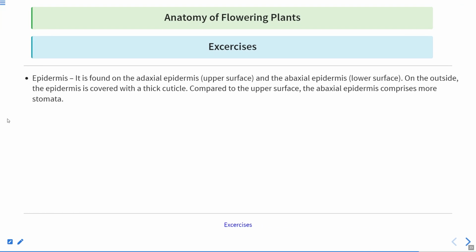Epidermis, the number one point, that is, you see the epidermis layer. Epidermis is present all over the plant surface, right? So it is present on the leaf also. It is found as the adaxial epidermis, that is the upper surface. So there is an upper epidermis and again a lower epidermis. The lower surface or lower epidermis is also called the abaxial epidermis. Okay, now on the outside, the epidermis is covered with a thick cuticle. If you see the surface of this epidermis, you can see the outside is covered with a very thick cuticle layer, right?